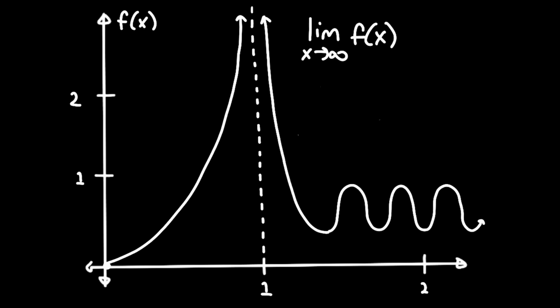So therefore, the limit as x approaches infinity of f of x for an oscillatory motion is going to be non-existent. And you're typically going to see this kind of behavior for graphs like sine of x or cosine of x.